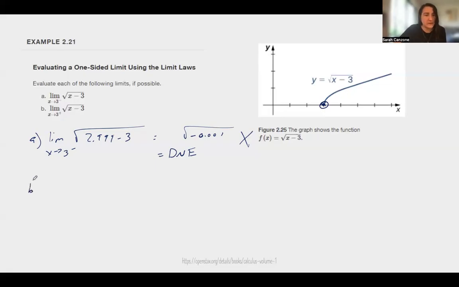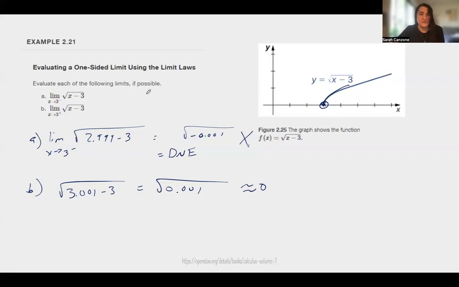Now we can try B. Algebraically, we can choose a number slightly greater, let's say 3.001. So we'll say the square root of 3.001 minus 3, which is the square root of 0.001, a very, very tiny number, approximately 0, which we can again confirm from the graph. Coming from the right, we go down and it hits 0. So this is just a little trick. Sometimes your functions are not continuous, especially if it's a square root. You can do it algebraically, and then you can also confirm graphically if you know what it looks like using transformations or whatnot.